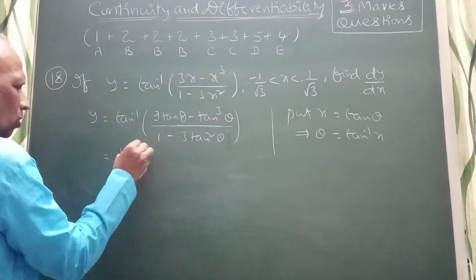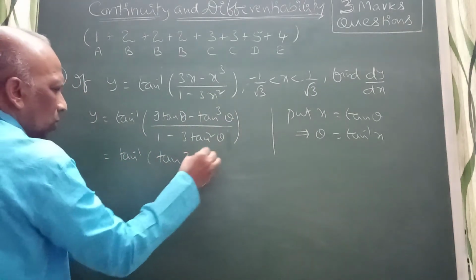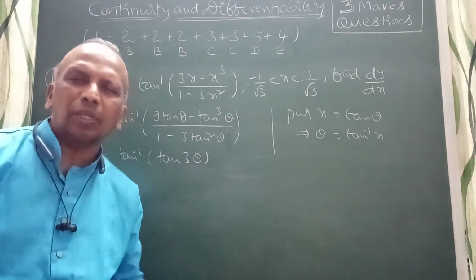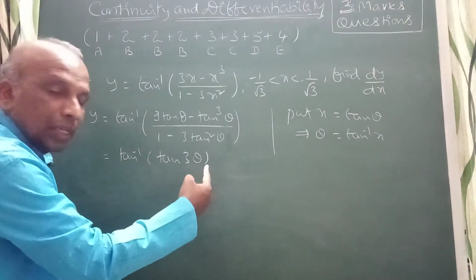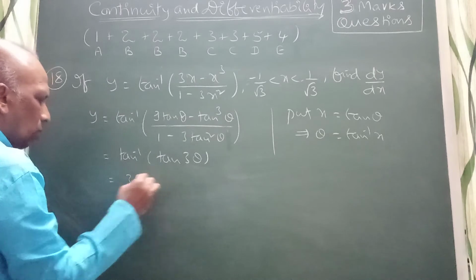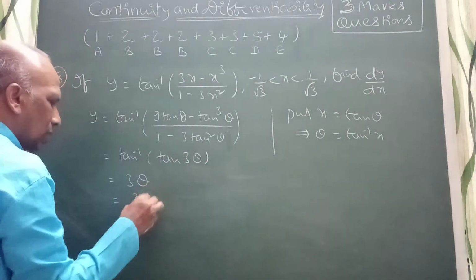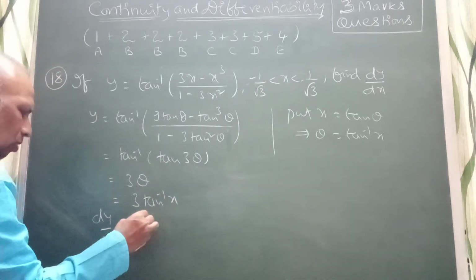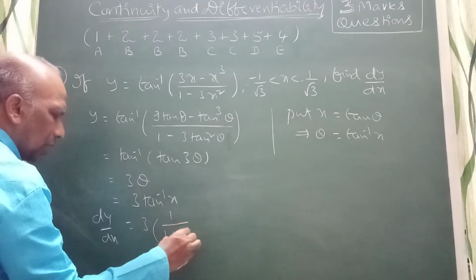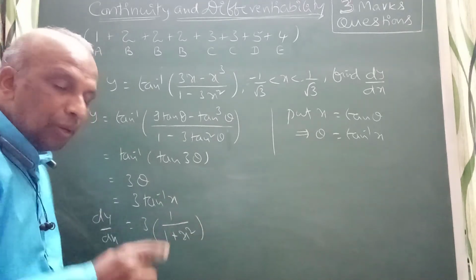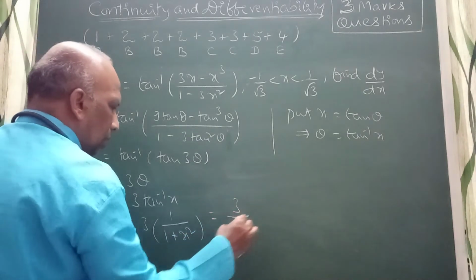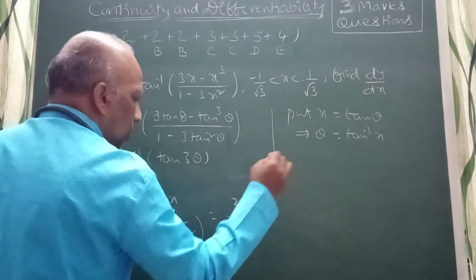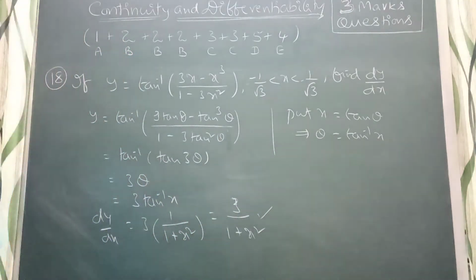Tan inverse of tan 3 theta. This is the formula for tan 3 theta: 3 tan theta minus tan cube theta by 1 minus 3 tan square theta is tan 3 theta. Tan inverse of tan 3 theta will be 3 theta. So you will get 3 into theta, meaning 3 tan inverse x. Derivative dy by dx: 3 into 1 by 1 plus x square. The derivative of tan inverse x is 1 by 1 plus x square. So you write 3 by 1 plus x square. This is your answer, right? I'll do the next problem now.